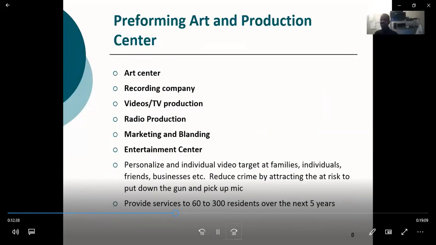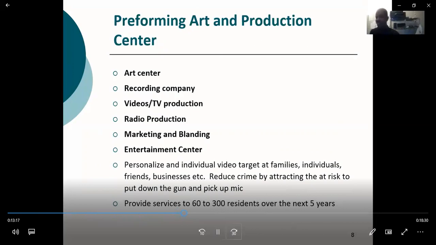The Performing Arts Center and the Production Center. We think this particular initiative goes towards our public safety initiative in terms of how do we reduce crime in the community? How do you create opportunities for those people who are hanging on the corners, those people who are choosing life in the fast lane? How do you provide them with an opportunity to go legit? And we do this through our Performing Art and Production Center.